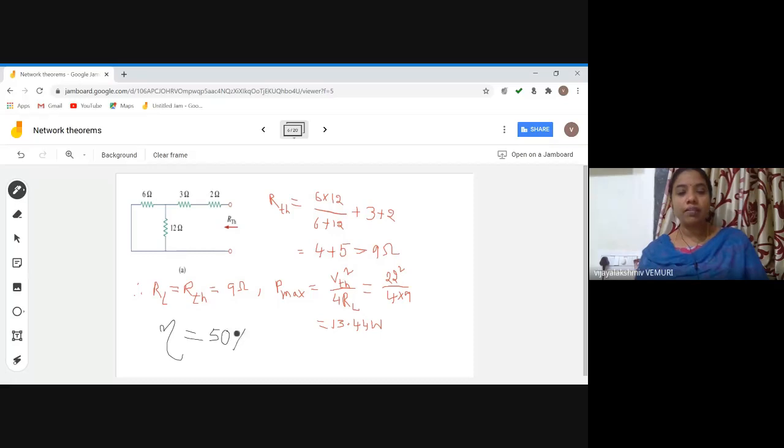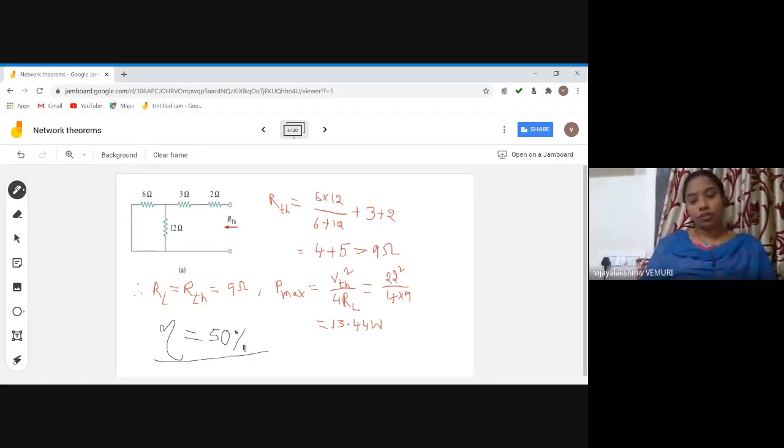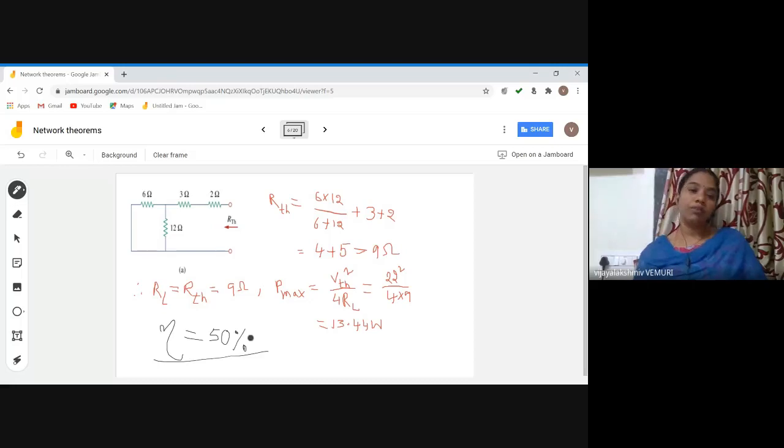Even though maximum power is transferred, I'm not talking about power here. I'm talking about efficiency. Efficiency is what? Output to the input. Only 50% efficiency we are able to get from the maximum power transfer theorem. This is a very important bit. You can note down, you will have more number of bits in the maximum power transfer theorem, I told you.